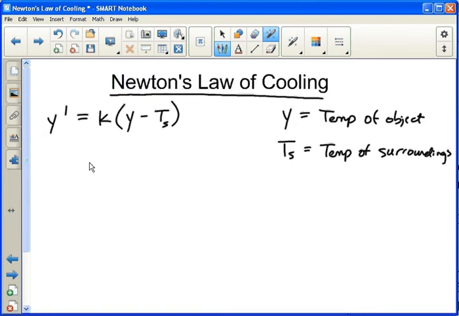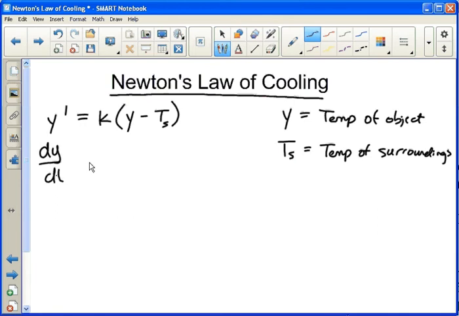So the greater that difference, the faster it's going to change. So that also means that as the change gets smaller and smaller, as the objects become more similar in temperature, the speed at which the object is changing is also going to be less. So we know how to solve differential equations, so that's the first thing we need to do. We change y prime to dy over dt. We're going to be talking about time, so lowercase t will be time, uppercase T will be temperature.